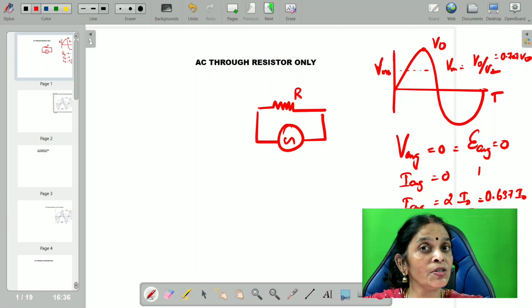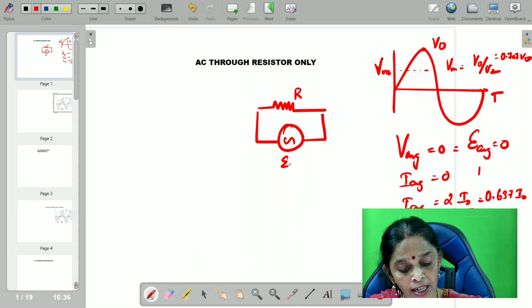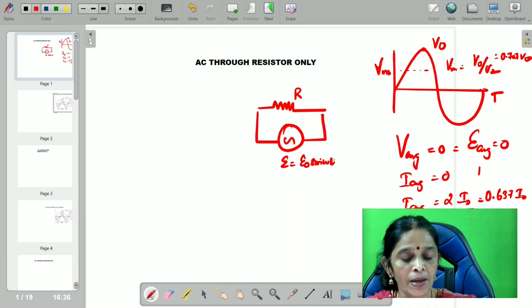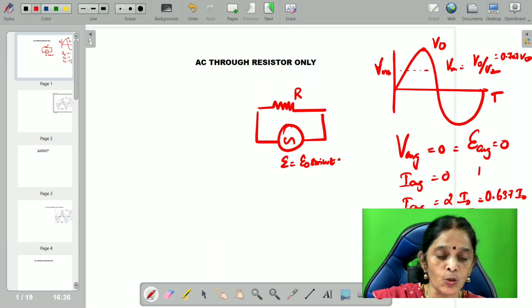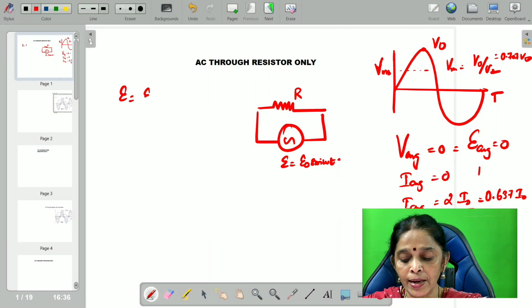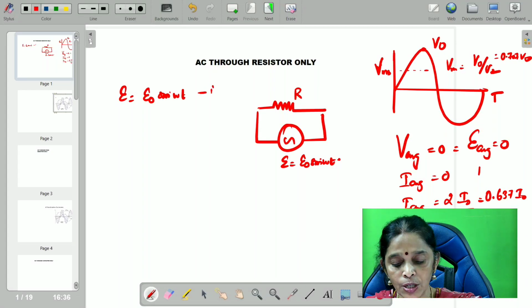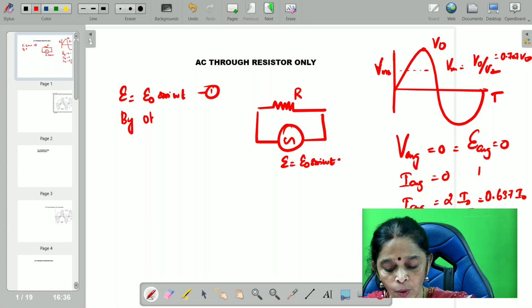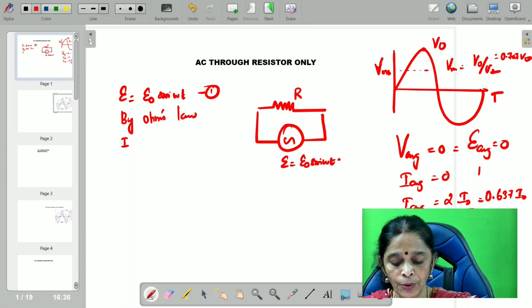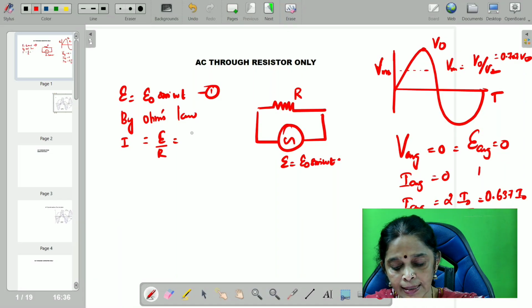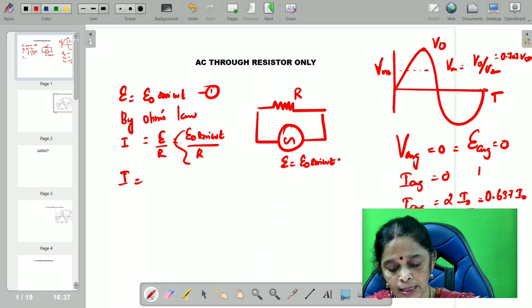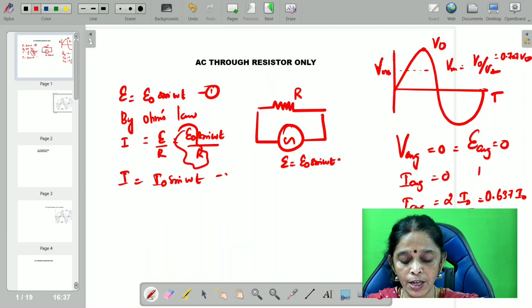What is AC voltage? We have already learned about the AC generator. It varies sinusoidally with respect to time, right? So AC voltage is expressed as E is equal to E0 sin omega t. I always take that as equation 1. By Ohm's law, I is equal to E by R, the same thing we have learned. So that is equal to E0 sin omega t divided by R. This E0 by R I can name as I0. So I is equal to I0 sin omega t. This is equation number 2.